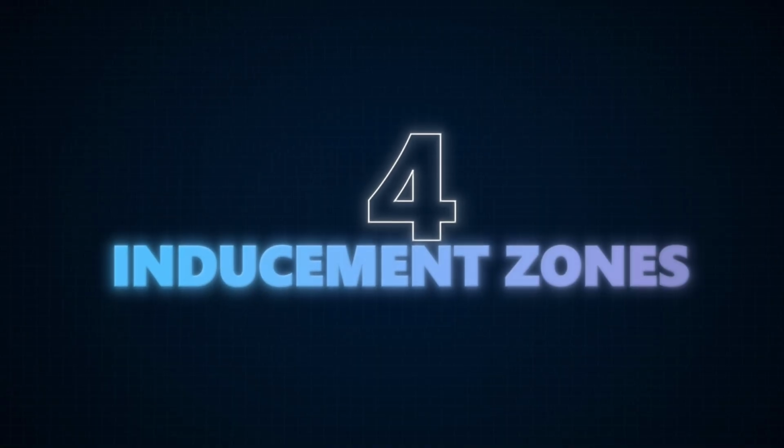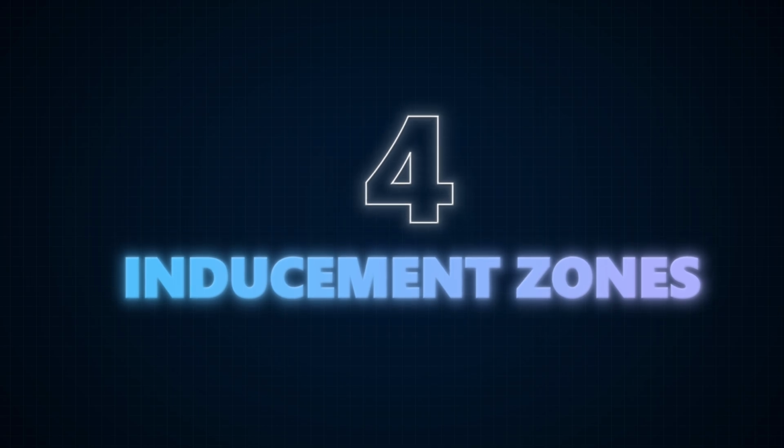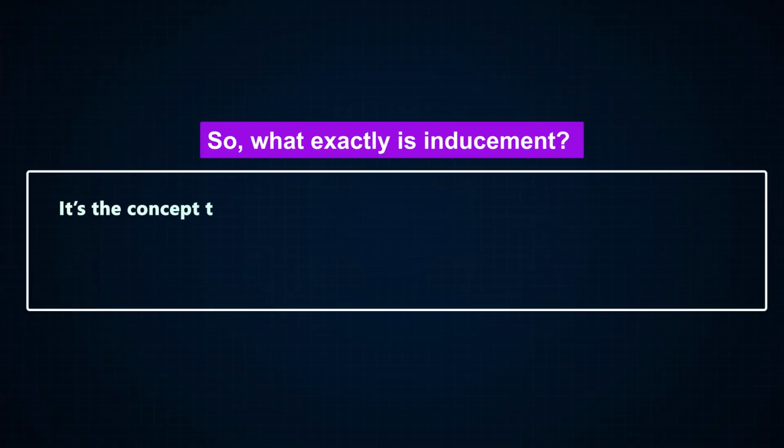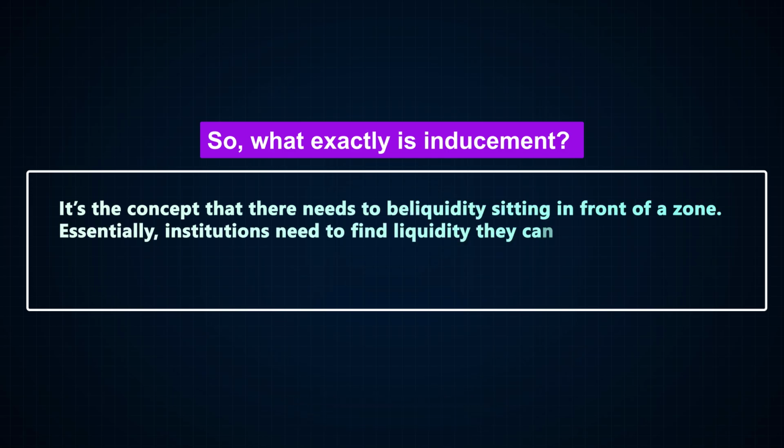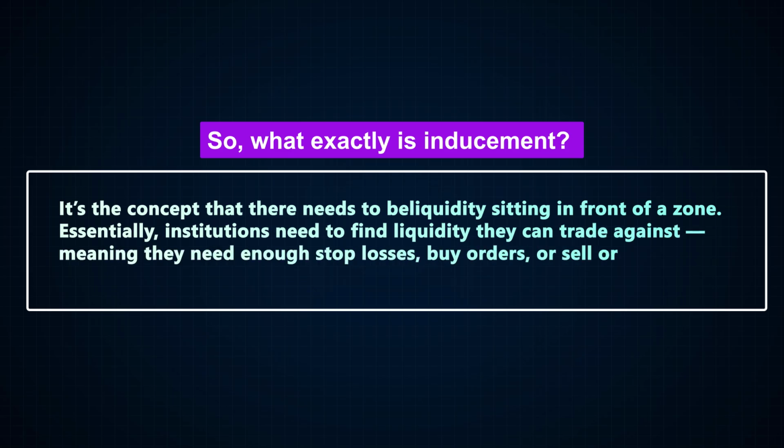Alright, let's talk about rule number 4, inducement. This one's crucial to understand if you want to avoid getting caught in false zones. So, what exactly is inducement? It's the concept that there needs to be liquidity sitting in front of a zone. Essentially, institutions need to find liquidity they can trade against, meaning they need enough stop losses, buy orders, or sell orders to create a reason to move price.